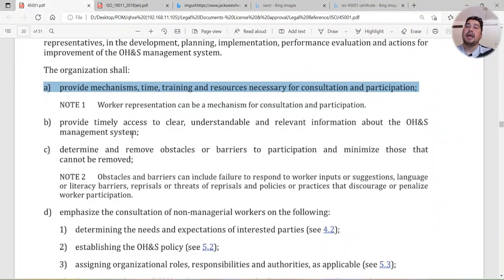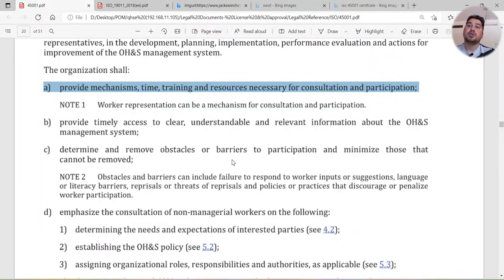Then we have to provide timely access to clear, understandable, and relevant information about the OHS management system. So the worker representative or any worker should get timely access to clear, understandable, and relevant information about the OHS management system. It is the requirement.